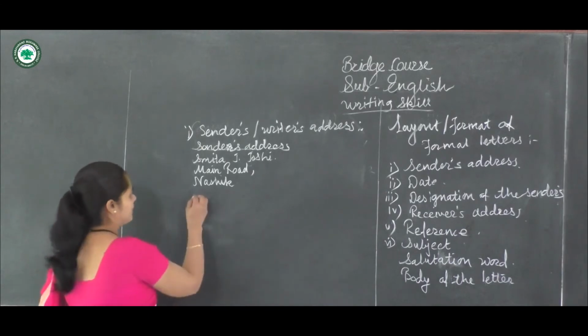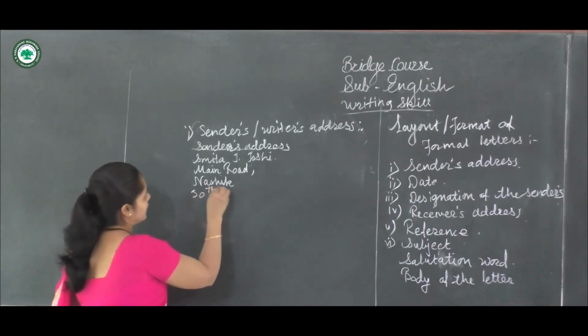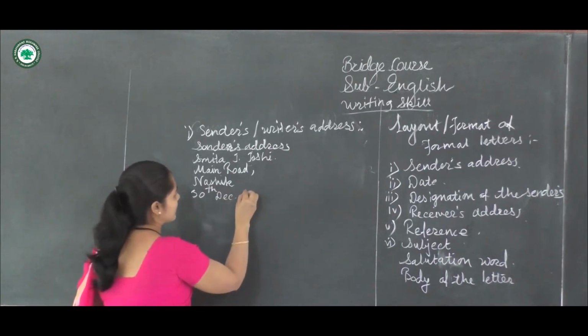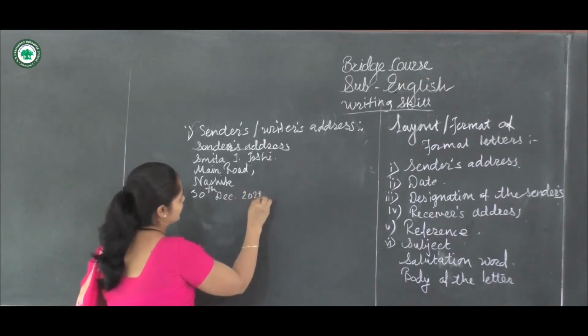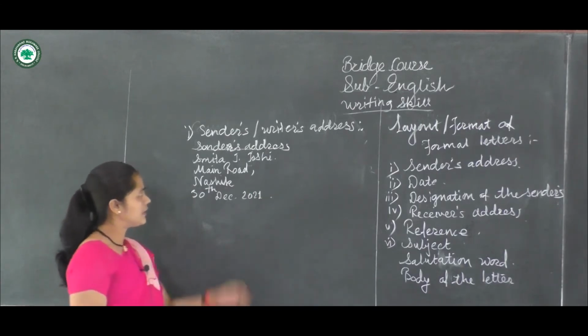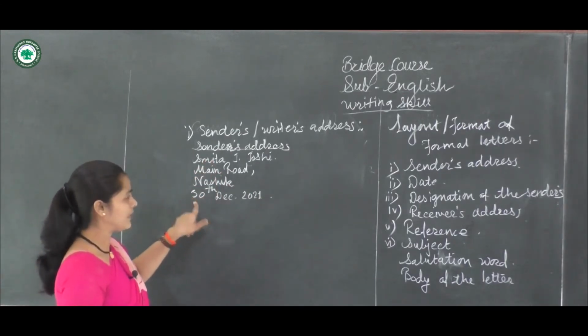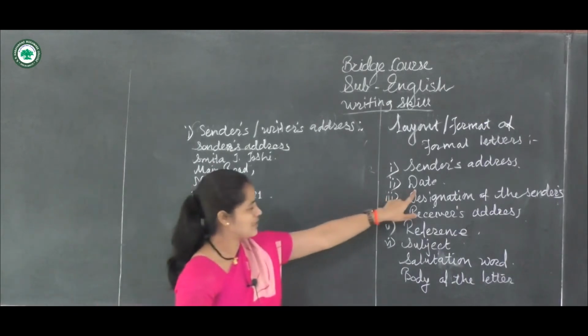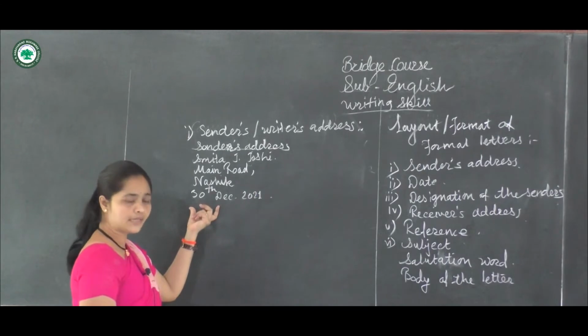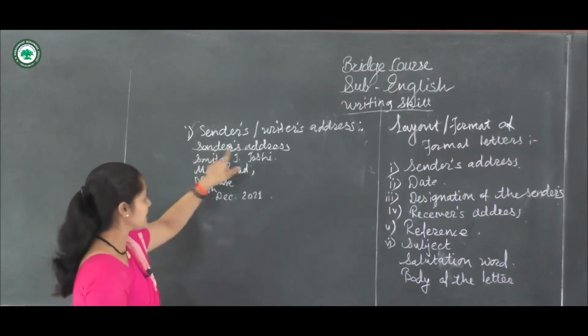Okay, for example, 13th December, 2021, like that. And put a full stop. Next to it, here we have completed the second point also, that is date. Got it? Here is the sender's address.